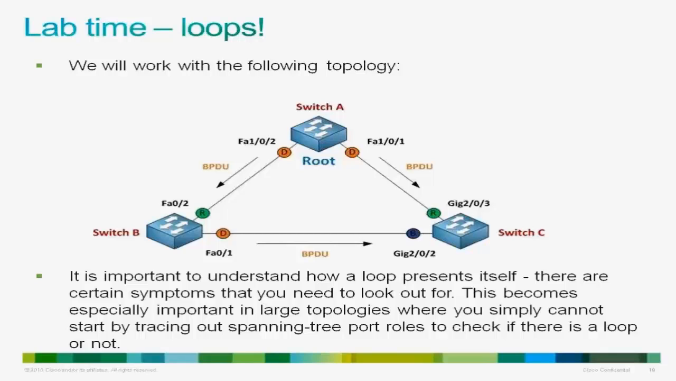So let's move on to a lab. The main intention of this lab is to help you understand what layer 2 loops are, and more importantly, if you have a layer 2 loop in the network, how do you identify it? How can you say that you have a layer 2 loop in your network? What symptoms should you look for? And then of course, how do you troubleshoot it and how do you fix the problem?